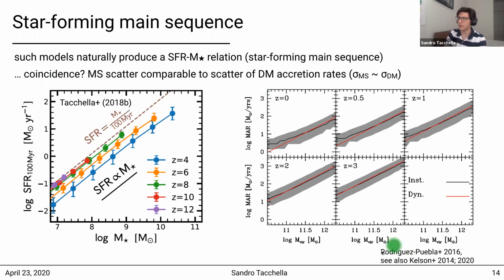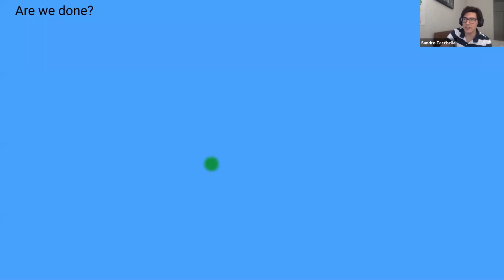rates. So this is taken from Aldo's paper that shows the mass accretion rates as a function of the mass of the halo. And you can see that the scatter in the accretion rates of dark matter is very comparable to the scatter in the star forming main sequence. And so I would argue maybe this is a coincidence, but we will discuss this more in the next few slides. And so now, of course, the question comes along: are we already done?